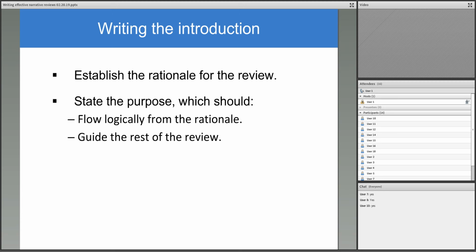Remember, the purpose statement is the linchpin of the review. It animates the whole thing. In fact, the structure of the purpose statement often will mirror the structure of the main body text.